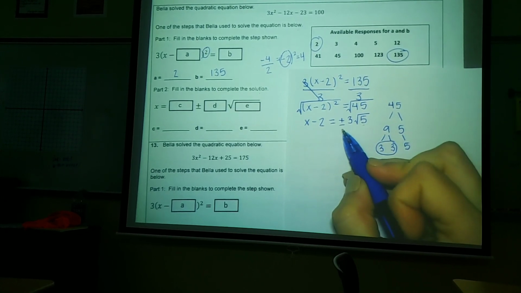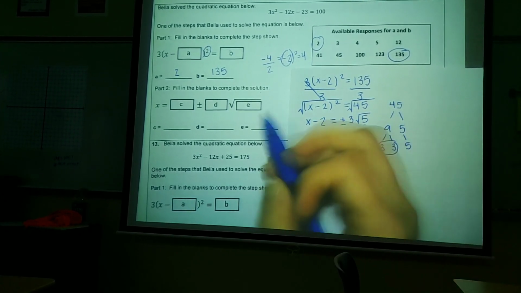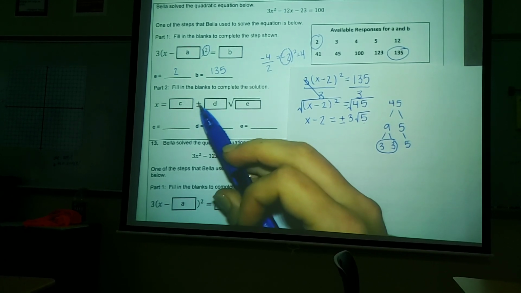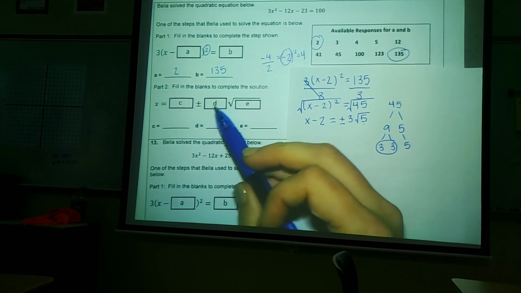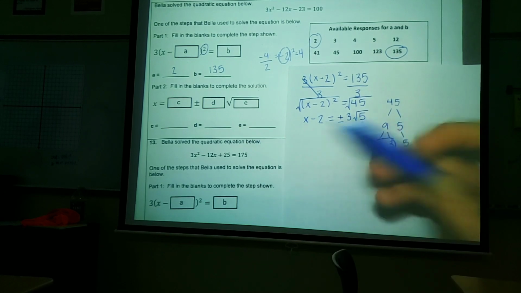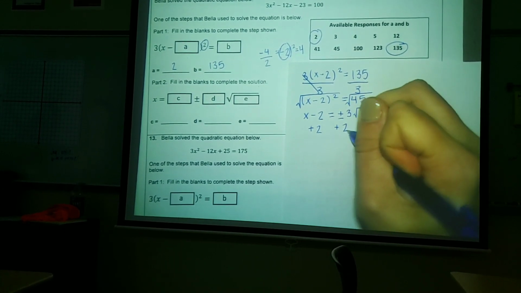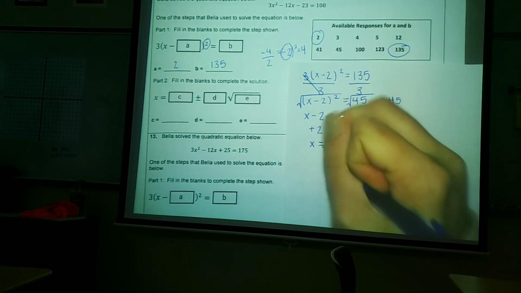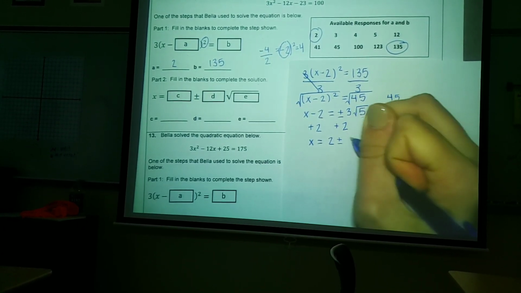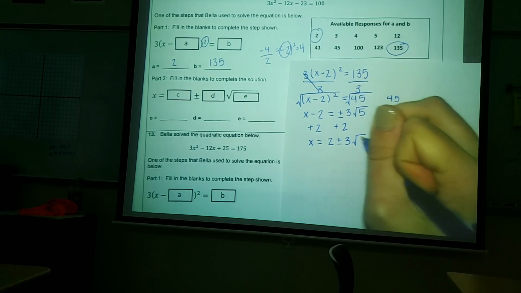At this point, sometimes we would split into two cases, but I look at my answer choice and I see that my plus or minus sign is in here, so I don't need to split it into two cases. I just need to keep solving for x to get x by itself. So I add 2 to both sides. I get x equals 2 plus or minus 3 radical 5.